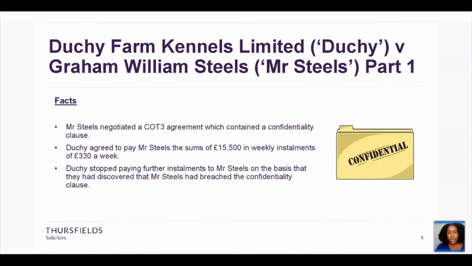After paying £2,960, Duchy stopped further instalments to Mr. Steels on the basis that they had discovered that he had breached the confidentiality clause by disclosing the fact and the amount of the settlement to a former colleague, in breach of the agreement.